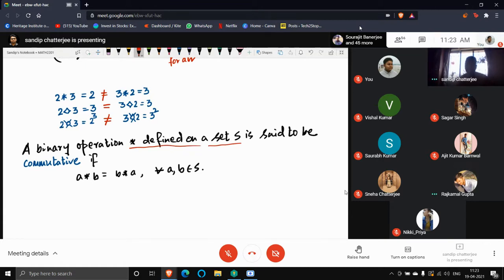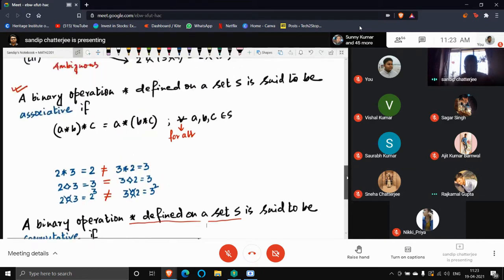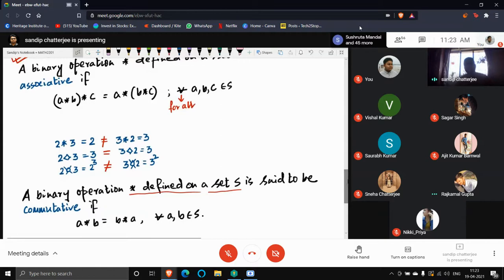Set of real numbers? Okay. So addition and multiplication on the set of real numbers are commutative. Is that associative too? Yes, sir. Yes, that is associative too. Okay. Anything else? Multiplication on the set of real numbers. That is commutative and associative both. Okay.